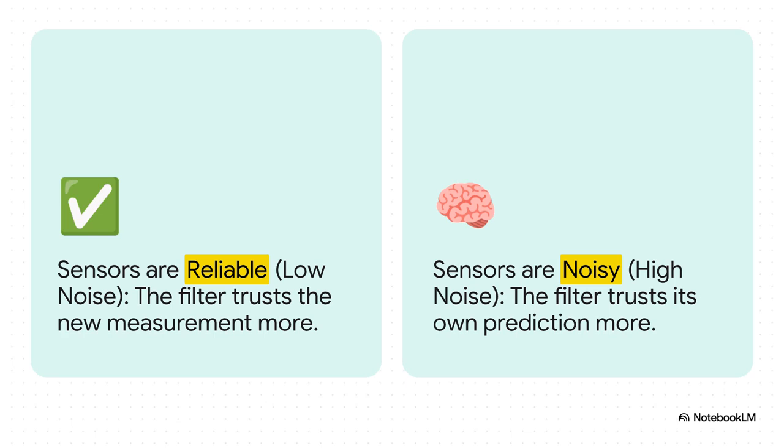And this is where it all clicks. If our GPS is super reliable, meaning it has low noise, a small R value, the Kalman gain will be high. And the filter will basically say, okay, I'm listening to the sensor. But if our sensor is noisy and unreliable with a high R value, the Kalman gain will be low, and the filter will wisely say, you know what, I'm going to trust my own prediction more this time.